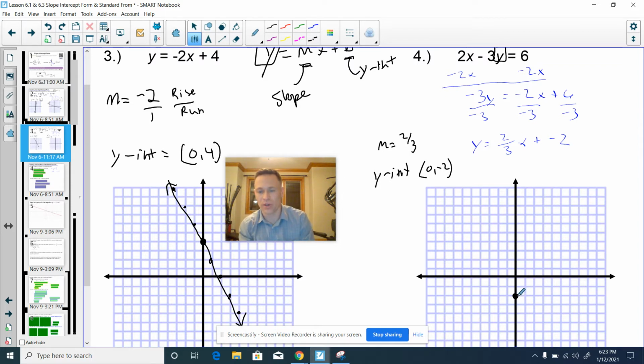My slope is 2/3, which means I rise 2 and then go to the right 3. Rise 2, right 3. Keep doing that. And then exactly backwards in the other direction: down 2, left 3. Down 2, left 3. And there is my line.